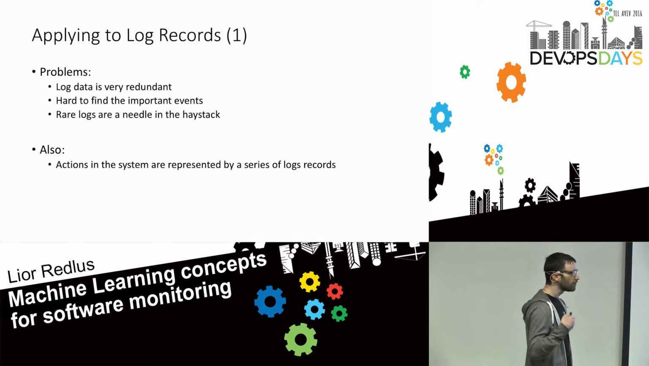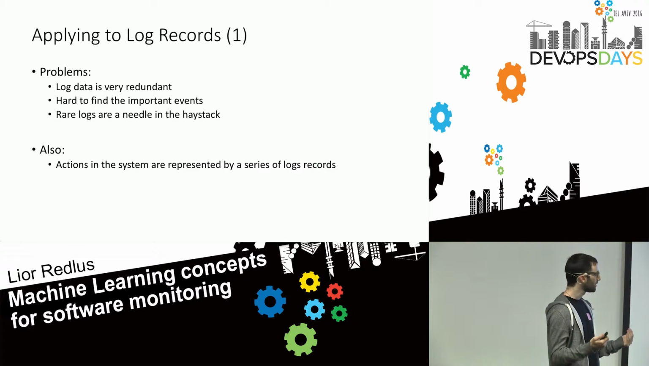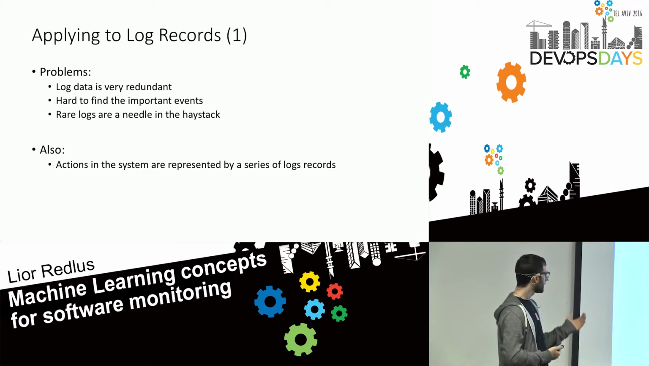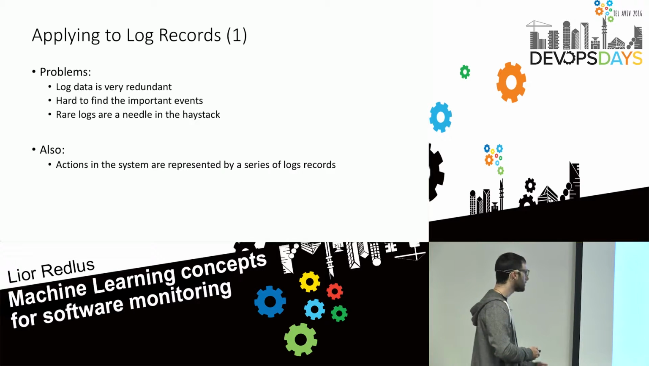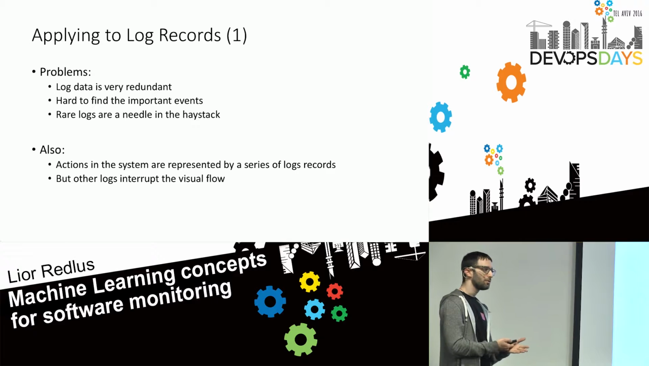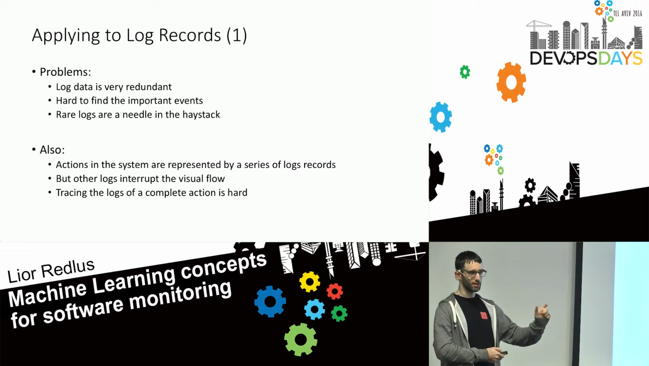Additionally, when we look at systems that users interact with or that have complex components inside, each action is represented by several log records. And then, looking at the flow of records, we have many unrelated events coming in all the time from different actions happening in the system. Tracing the complete sequence of logs of a single action is very hard.